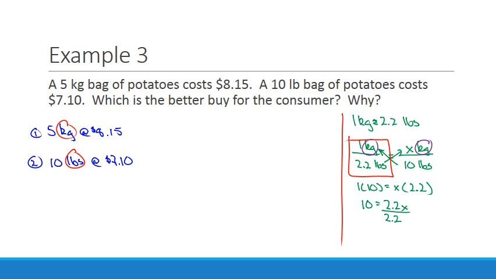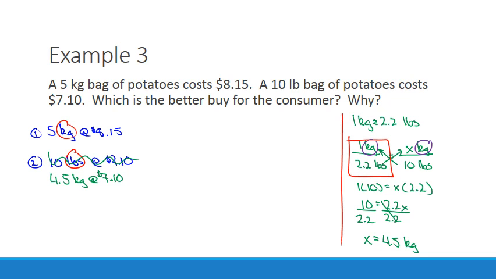You want to get the x by itself, so I divide by 2.2. I'm going to write my x on the left side, because that's the proper way to do that. This works out to 4.5. So then I know that 10 pounds is approximately 4.5 kilograms. So I can update this: 4.5 kilograms is now costing me $7.10. So still, I'm not sure, because there's a 5 kilogram bag and a 4.5 kilogram bag. So they're not the same amount. This is where the unit rate will help us out.